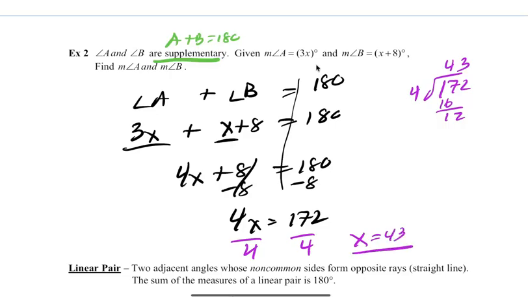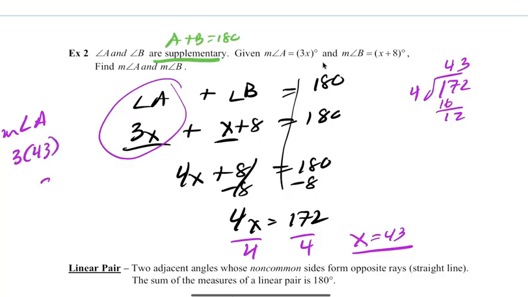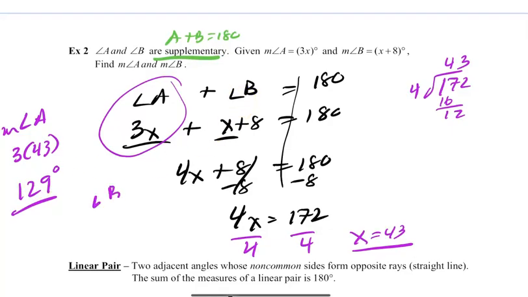Again, though, that wasn't the question. The question is what's the measure of angle A and angle B. So the measure of angle A is 3 times x, which we know is 43. So I get 129. And again, I could do the same thing. Well, I always pick the harder one first. I could do 180 minus that to get the measure of angle B, but angle B is the easier one. So B is just x plus 8, and we know x is 43. So 43 plus 8, so 51 degrees. So that's my measure of angle A, that's my measure of angle B.